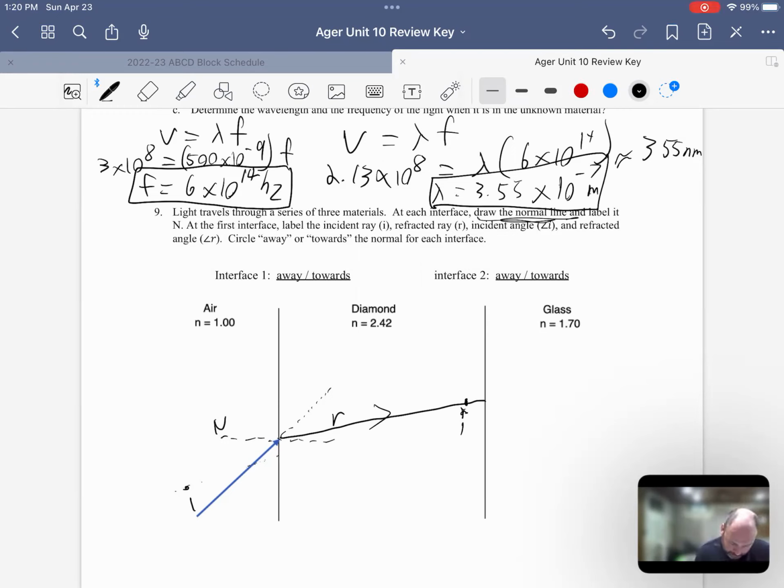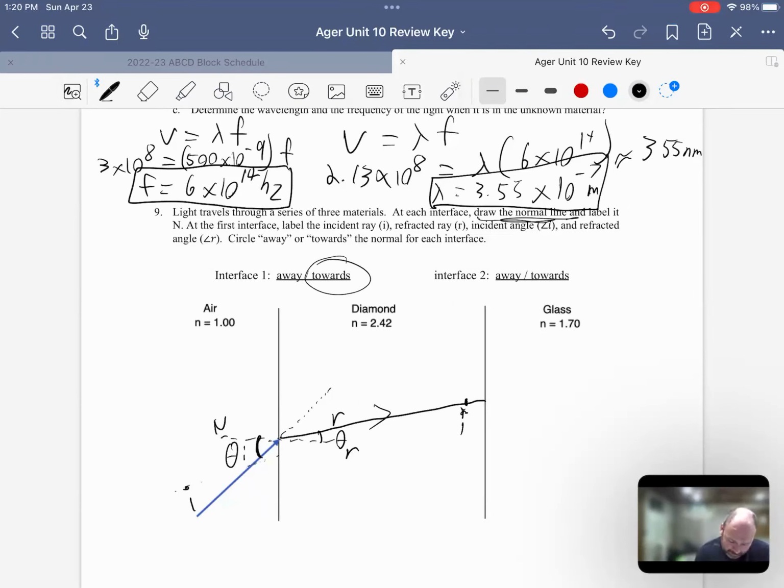So we can label the incident angle. Now that's a weird way to label it. I'm just going to label it theta I. And then we'll label this one theta little r for refracted. And so those are our angles. And then did it bend towards or away? Towards the normal? Well, this one right here got smaller. It bent towards the normal there. So we will say towards the normal there.